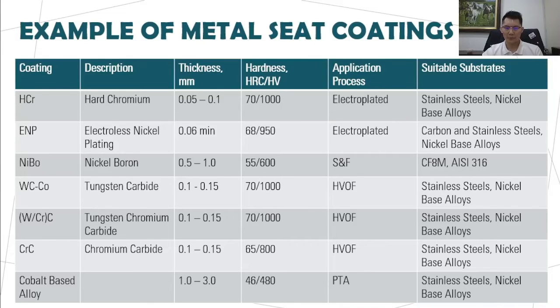And chrome carbide, or chromium carbide, compared to hard chrome, is very suitable for high temperature gas and liquid applications, and also has very excellent resistance to wear and tear. It also handles erosion and corrosion very well. Then the cobalt-based alloy, which we always call Stellite 6 again.